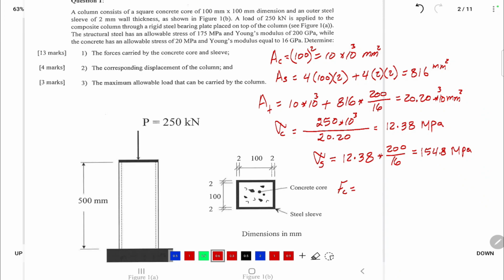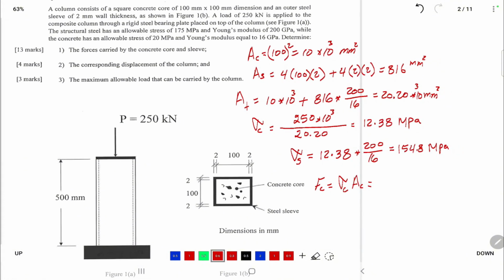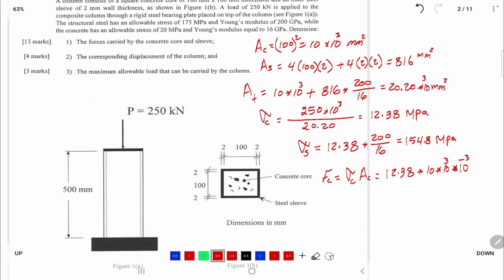Now the force in concrete equals the stress in concrete multiplied by the area of concrete. This is 12.38 multiplied by 10 multiplied by 10 to the 3. This will give Newton. To convert to kilonewton, we multiply by 10 to the minus 3. Then F sub C you can get as 123.8 kilonewton.